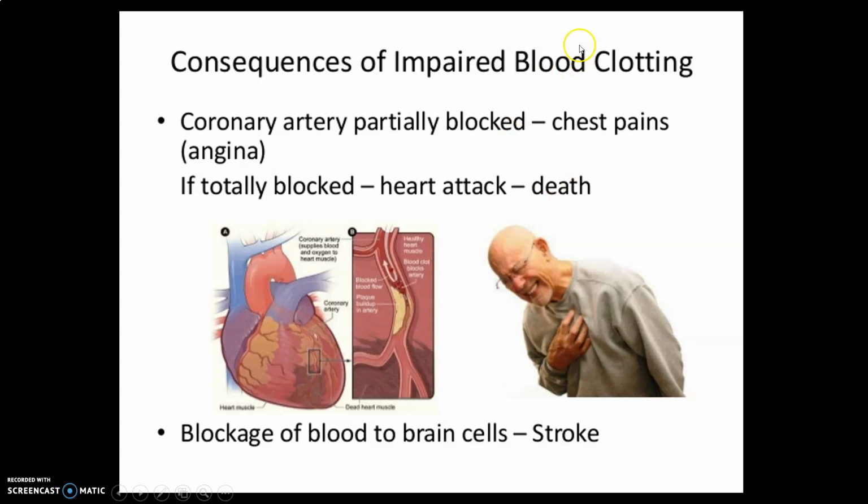So consequences of impaired blood clotting: if proper blood clotting is not happening, there can be problems like coronary artery, if it is partially blocked, it can lead to acute chest pain that we call angina. Now, if the artery is totally blocked, it can lead to heart attack and death. Now, the blockage of the blood to the brain cells can lead to stroke.